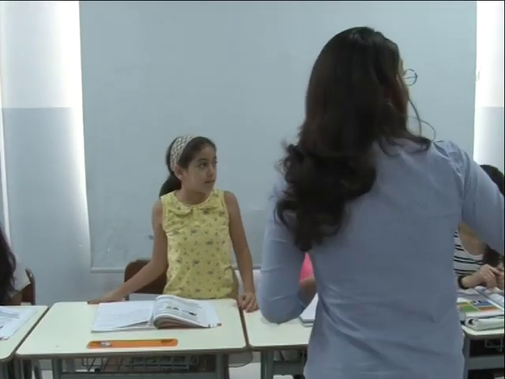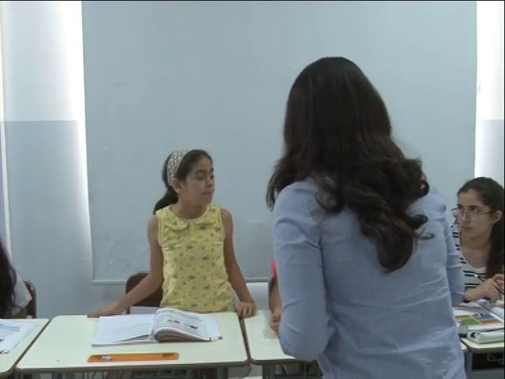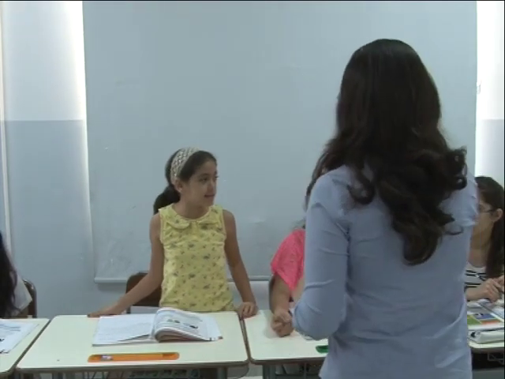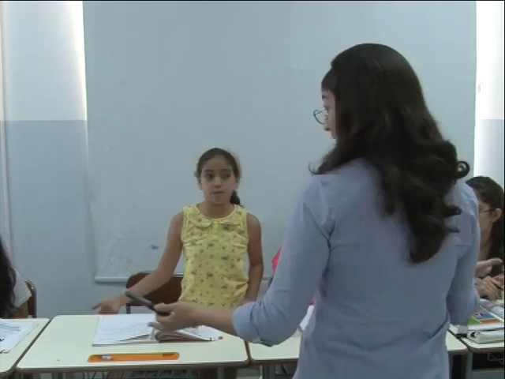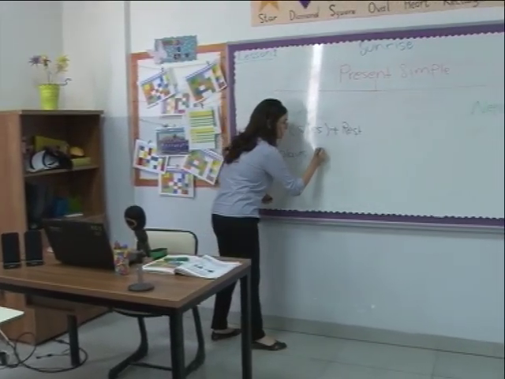No, give me a verb. A verb. She. Any kind of verb. She plays the piano, for example. Yeah. Easy? So she plays the piano. Perfect. We have here a sentence. She plays the piano. Easy?